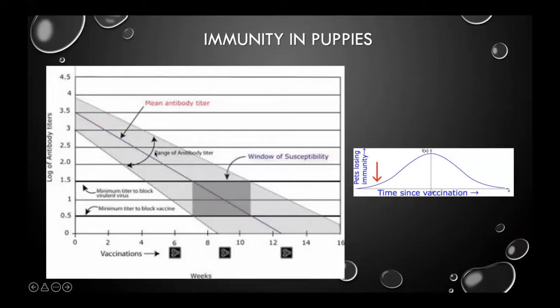And this is the immunity in puppies. If mom has good immunity, that will pretty much hold until about 8 weeks or so. And the window of susceptibility is between 6-7 weeks up to 11 weeks. Their immunity levels will go up and then they come down, just as their body's developing its own immune system and those titers go up and down, which is why it's really important to boost that vaccine.